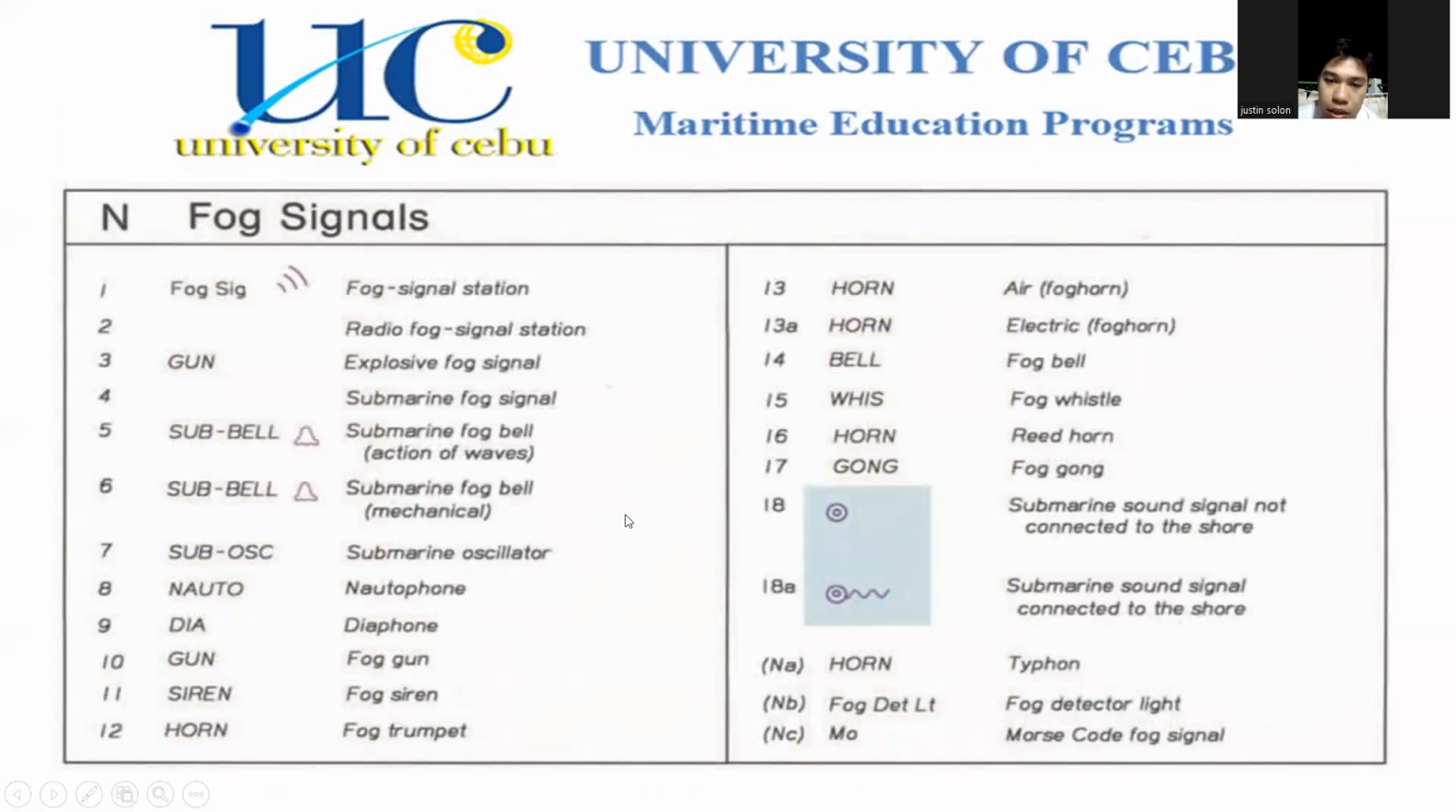This is the fog signals. Number 1, fog signal station, radio fog signal station. Number 3, gun, explosive fog signal, submarine fog signal, sub-bell or submarine bell fog signal, diaphone, gun fog signal, siren, fog siren, horn, fog trumpet. As I repeat, the purpose is for us to be familiar with the signals that can be seen on the charts and on ECDIS.